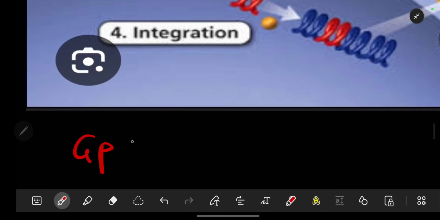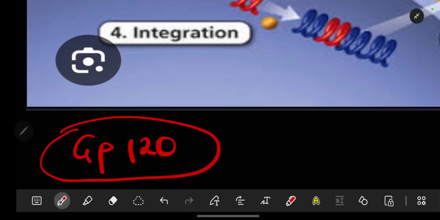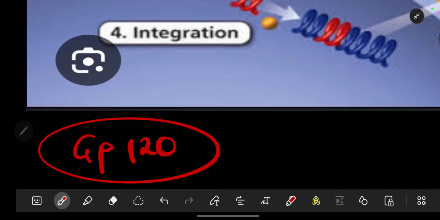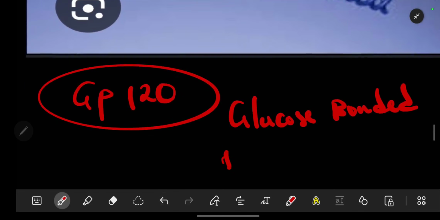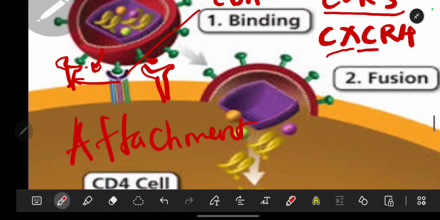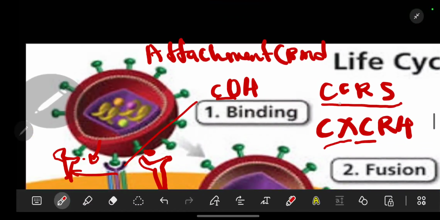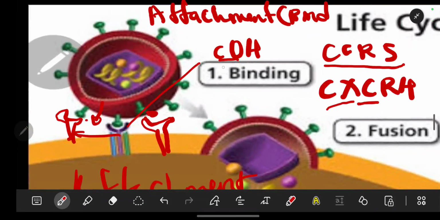So what does GP mean? It means glycoprotein. Glycoprotein is a glucose bonded to protein, so it is made up of glucose and proteins. That's the GP120. So these are the spikes. They attach to the CD4 and other co-receptors such as CCR5 and CXCR4. So generally we are going to be interested in the CD4.